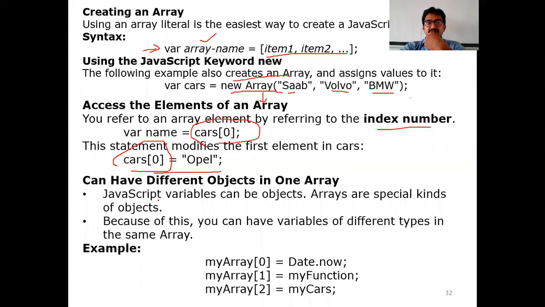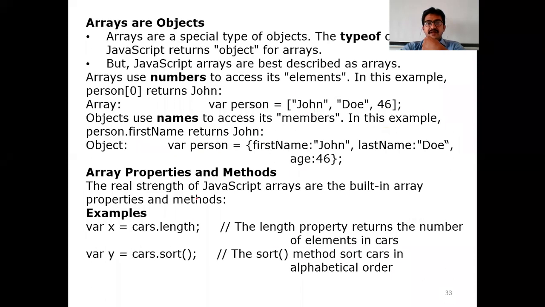How can there be different objects in one array? Arrays are special kinds of objects. Because of this, we can have variables of different types in the same array. If you see array of 0, it stores Date.now. My array of 1 is my function, and my array of 2 is my cars. Like this, we can assign different types of values in the same array. Now arrays are objects. Arrays are objects.